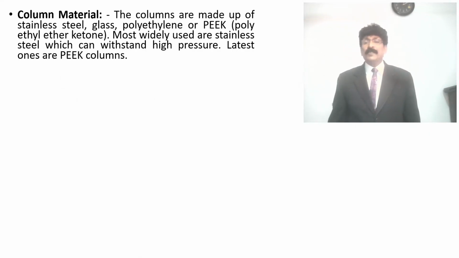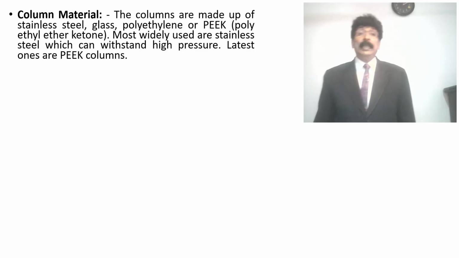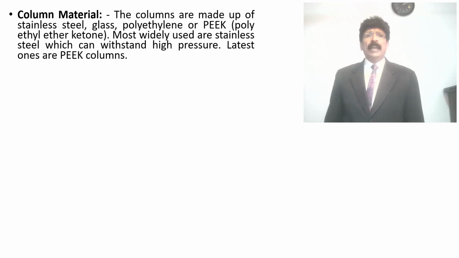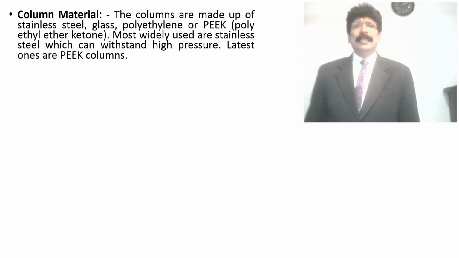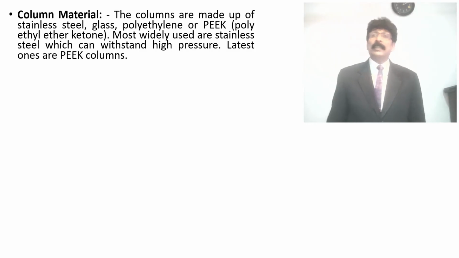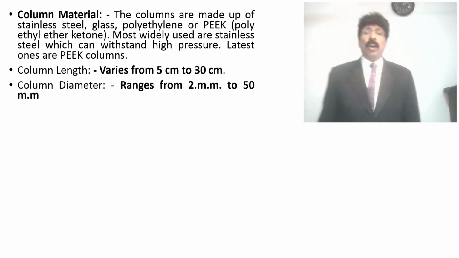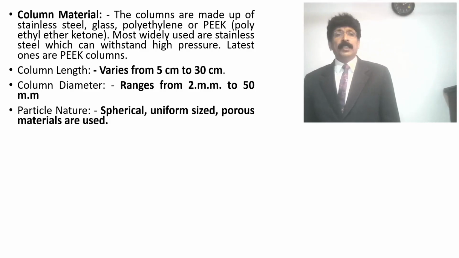Column materials, let us talk about column materials, simply some examples. The columns are made up of stainless steel, glass, polyethylene, that means PEEK, or polyether ether ketone. Most widely used is stainless steel, which can withstand the high pressure. The latest technique is using polyether ether ketone. Column length varies from 5 centimeter to 30 centimeter. Column diameter ranges from 2 millimeter to 50 millimeter.